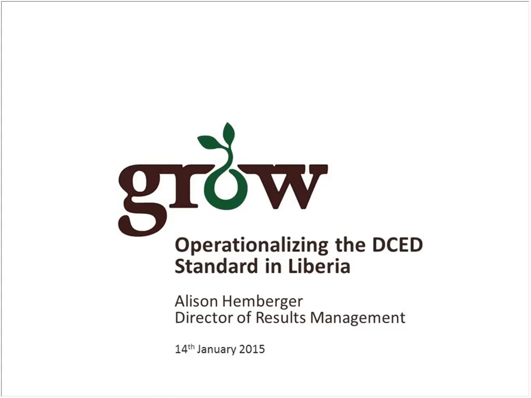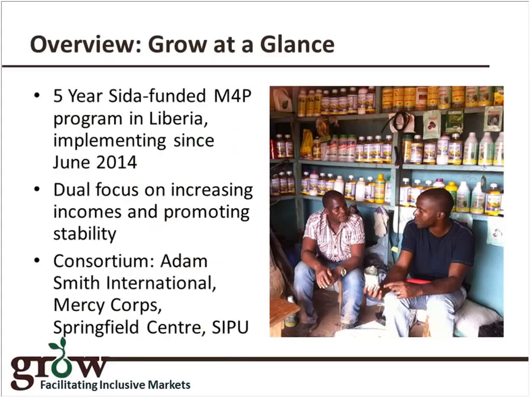So Grow at a glance. Grow is a 5-year Swedish SIDA-funded Making Markets Work for the Poor program in Liberia. And we started implementation in June of 2014. Now, for those of you who may not be familiar with M4P or Making Markets Work for the Poor, it's a market development program and a program strategy that we use, which focuses on facilitation, supporting partners in the market rather than directly intervening, and is highly focused on adopting and changing what we do as we implement the program. So it's a nice partner to the DCED standard for results measurement.